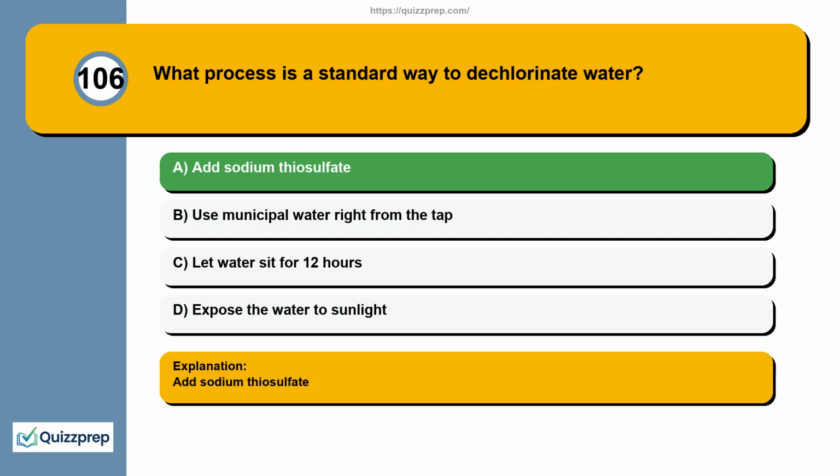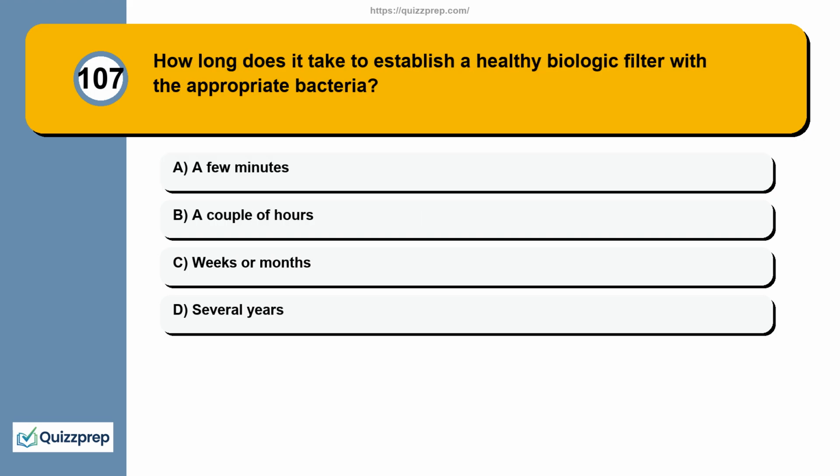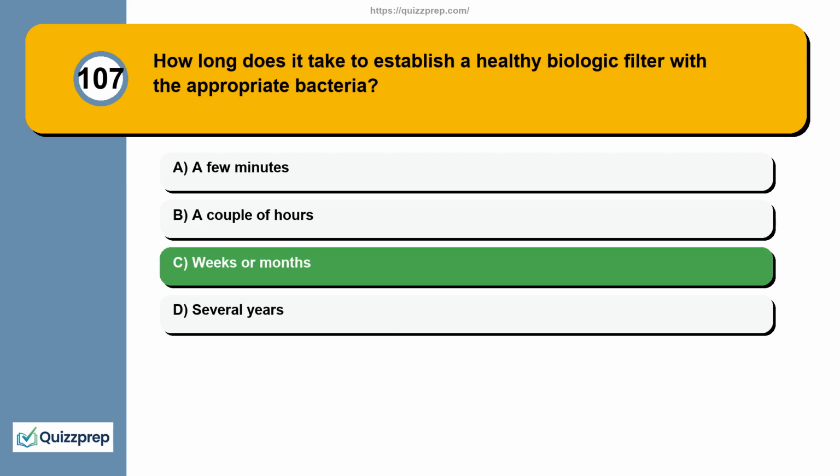Question 107. How long does it take to establish a healthy biologic filter with the appropriate bacteria? Option A, a few minutes. Option B, a couple of hours. Option C, weeks or months. Option D, several years. The correct answer is option C, weeks or months.